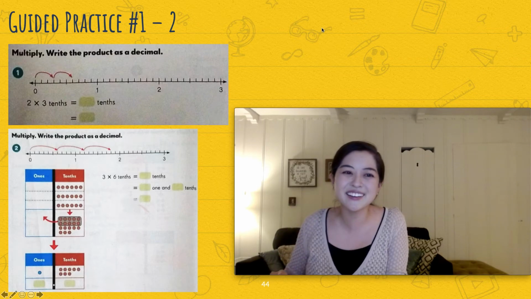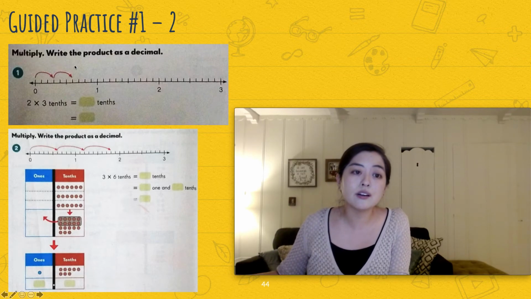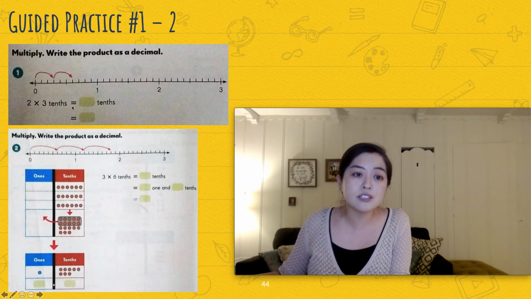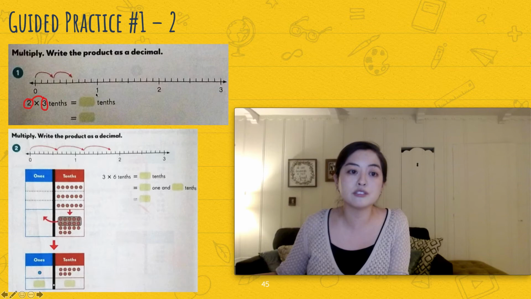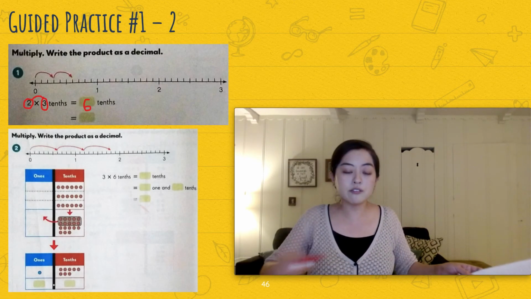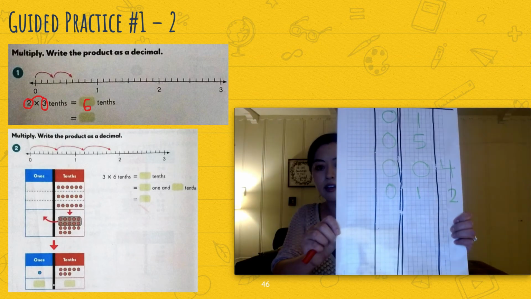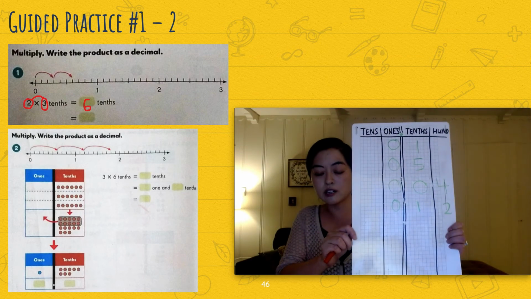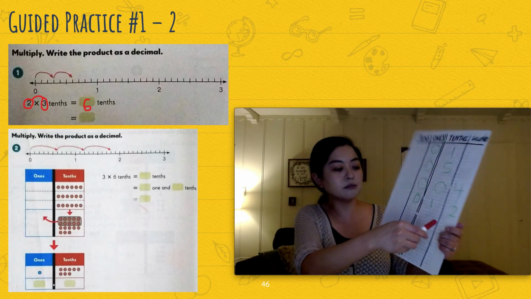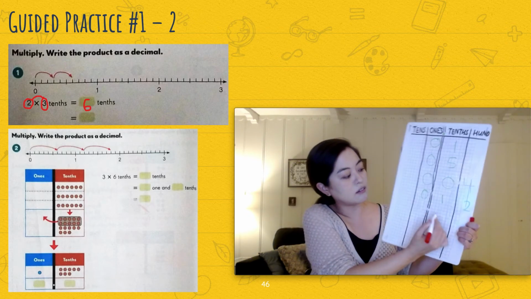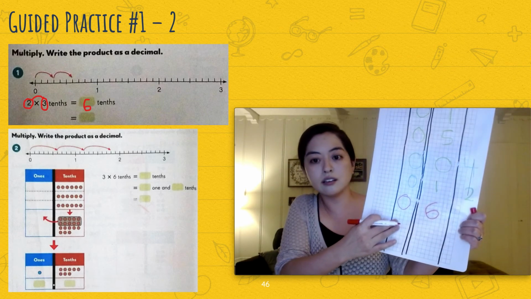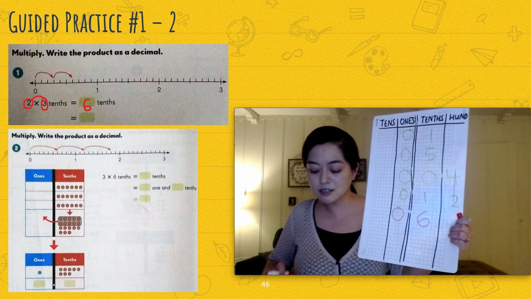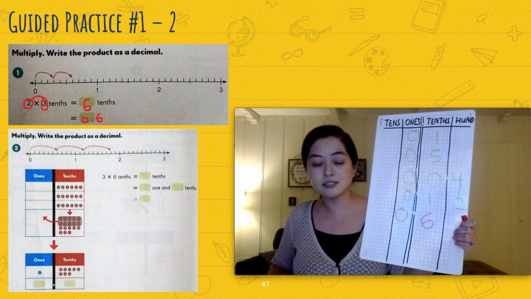Alright, welcome back. So let's look at number 1. We have 2 times 3 tenths. When we have that, we're going to just look at the numbers and multiply. 2 times 3 is 6, so that's 6 tenths. And if I want to write 6 tenths here, well, in my place value chart, I'm going to write a 6 in the tenths column only, okay? And that's it. And here's a 0. Okay? So 6/10 is the same thing as saying 0.6.